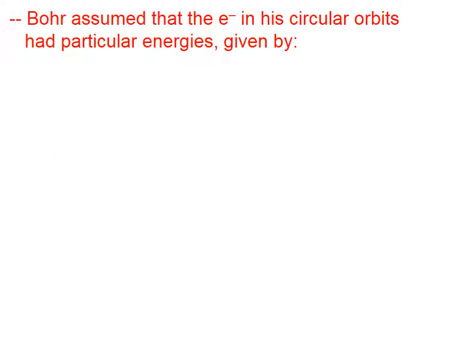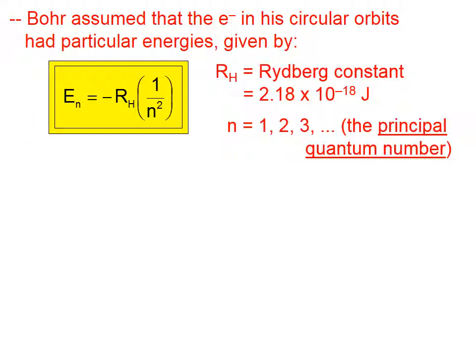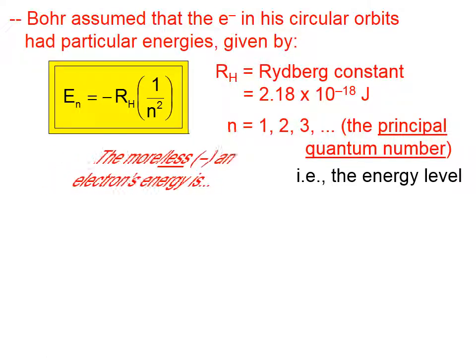Bohr assumed that the electrons in his circular orbits had particular energies that were given by this equation, where the energy of an electron in the nth energy level, that is with a principal quantum number of 1, 2, 3, and so on, is given by this equation, where R sub H is called the Rydberg constant. It's simply a number. As you can see from the equation, the electron with respect to the atom is assumed to have negative energy. In other words, you can't do this calculation and not get a negative number for an electron's energy with regard to that atom.